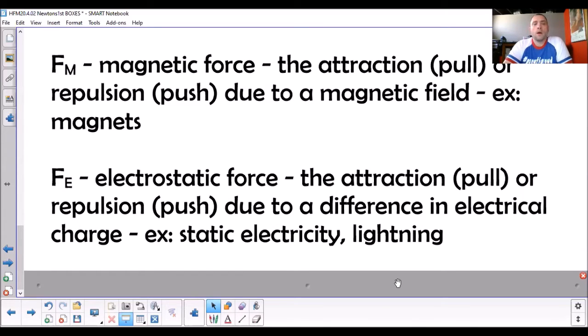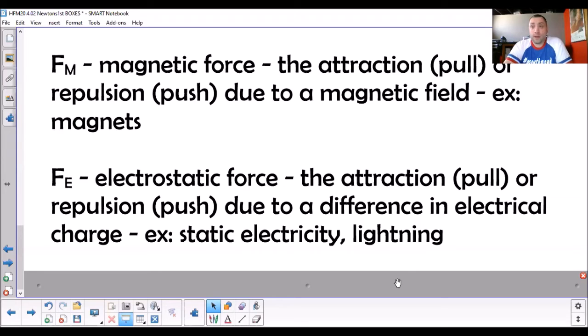All right, the last one is electrostatic forces. This is the attraction again, or the repulsion, due to a difference in electrical charge. So if you've ever shuffled your feet across the carpet and then gone up and shocked somebody, or simply tried to open a door and gotten shocked, that static electricity, there's a force in there, and you can actually feel it. It kind of pushes away at you.